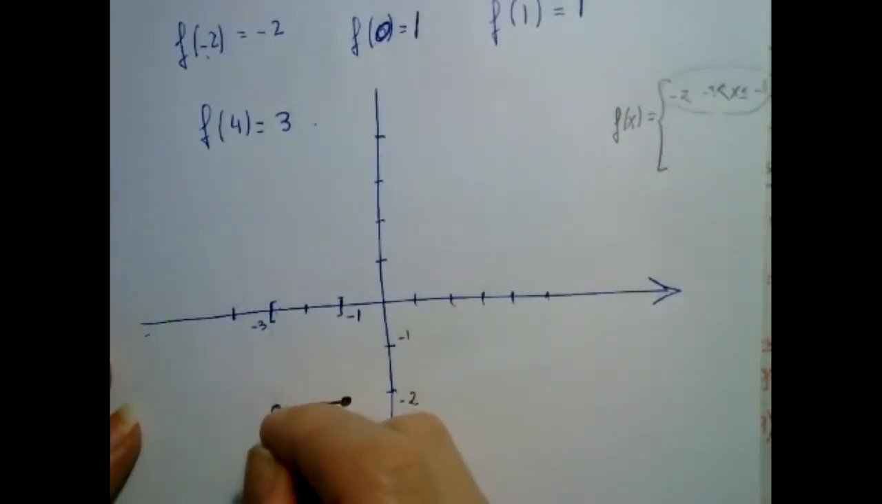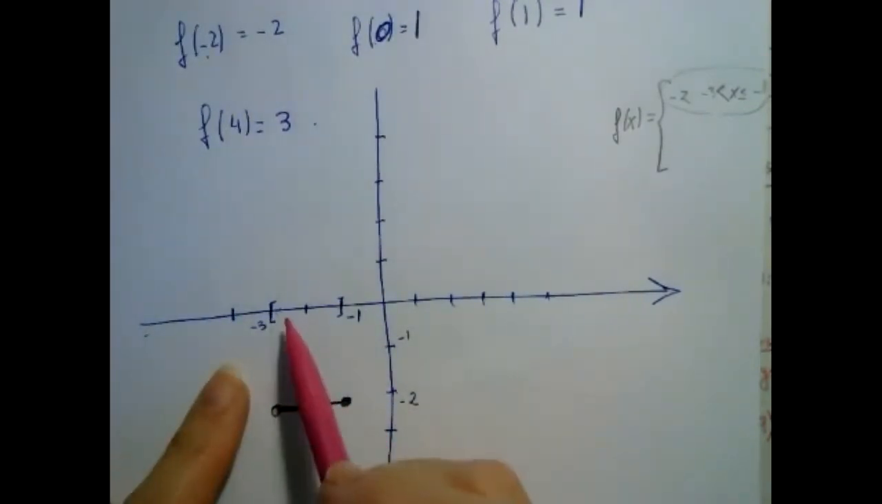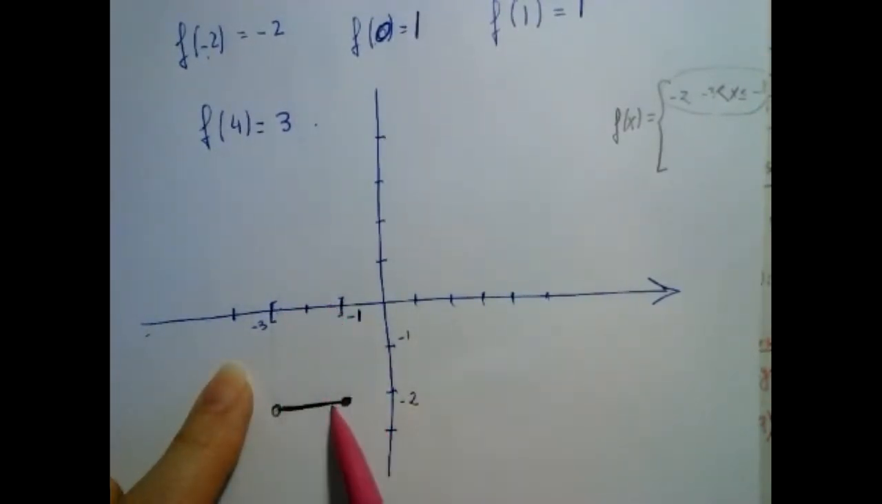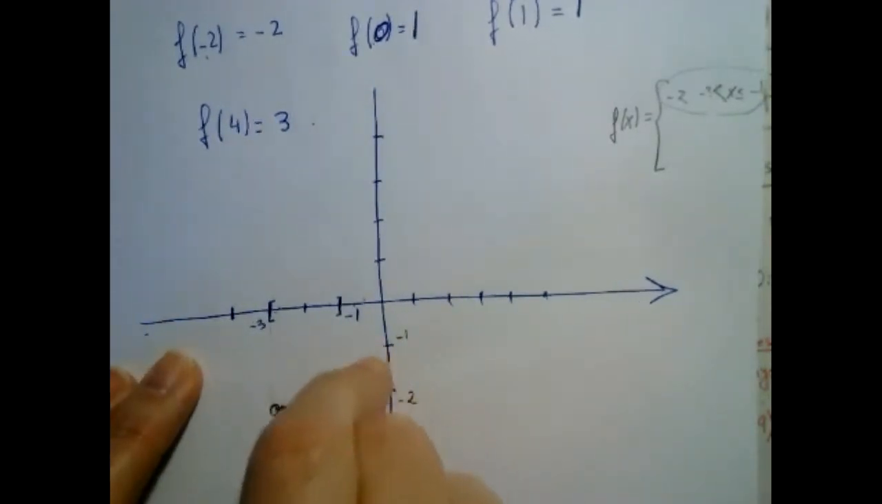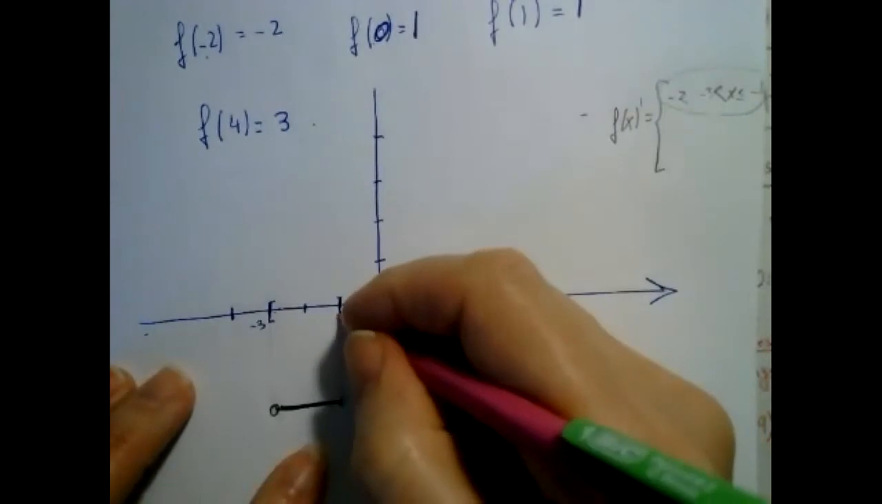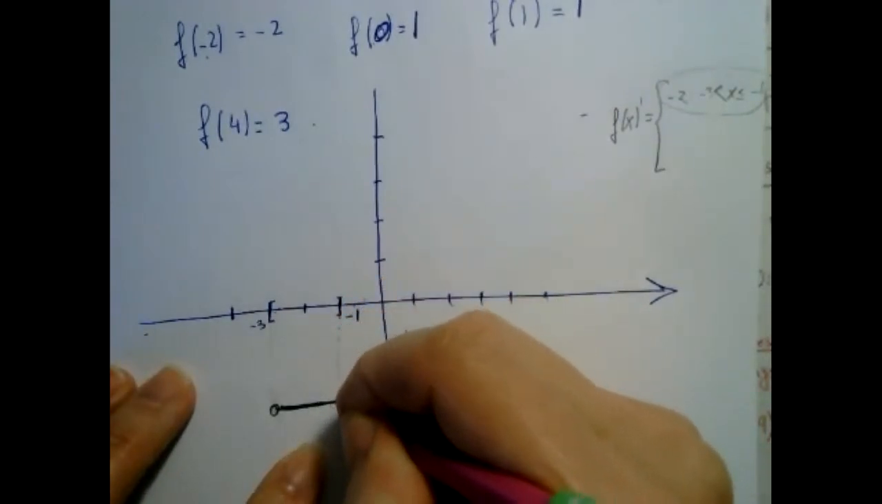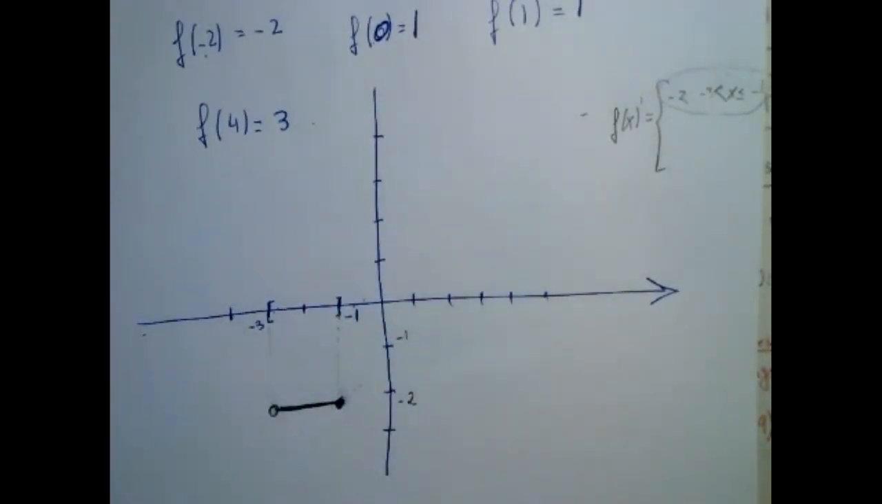It's constant, so the output is the same regardless of what x is. f is -2, regardless of what it is, it's -2. And that should be exactly at -1. Okay, that's really my graph. So that's the first piece.